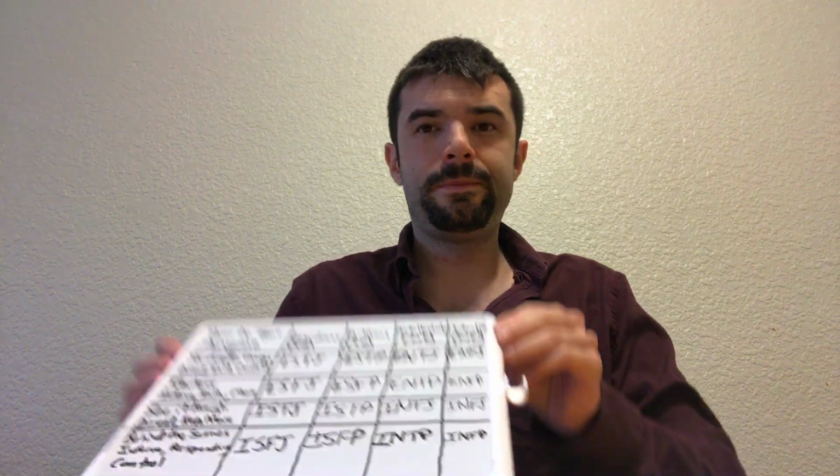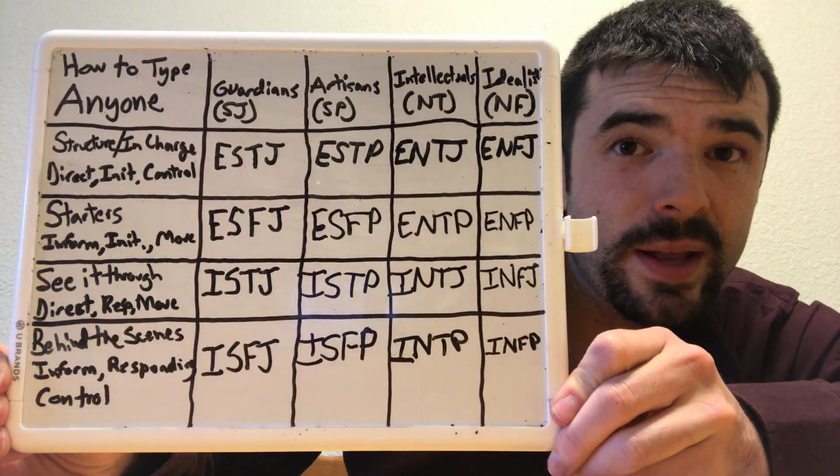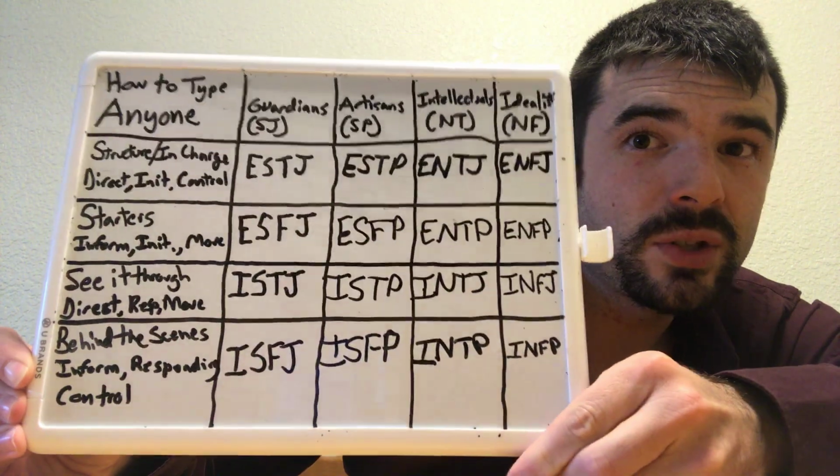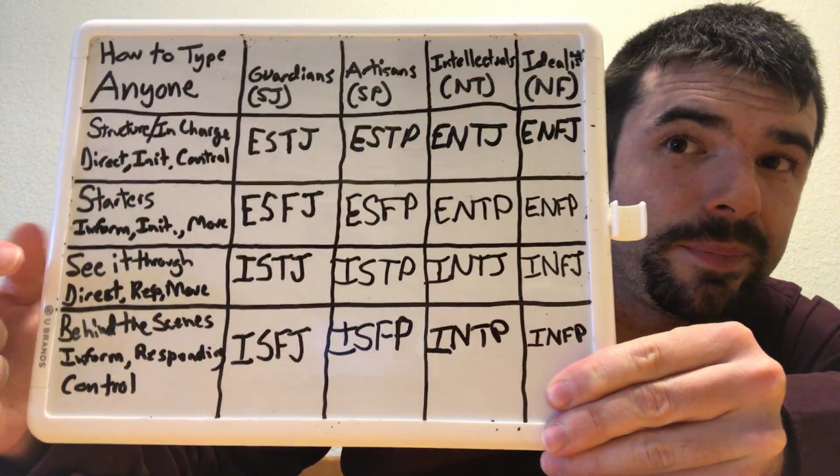It is amazing. Once you understand a person's interaction style, guess what? You've just eliminated 12 types, and you've brought it down to 4 types. And then once you identify the temperament, you instantly know which type they are. So check it out. This is the type grid, okay? So, how to type anyone.